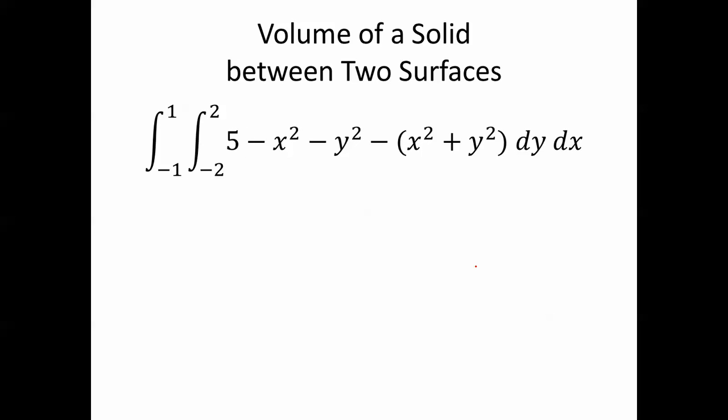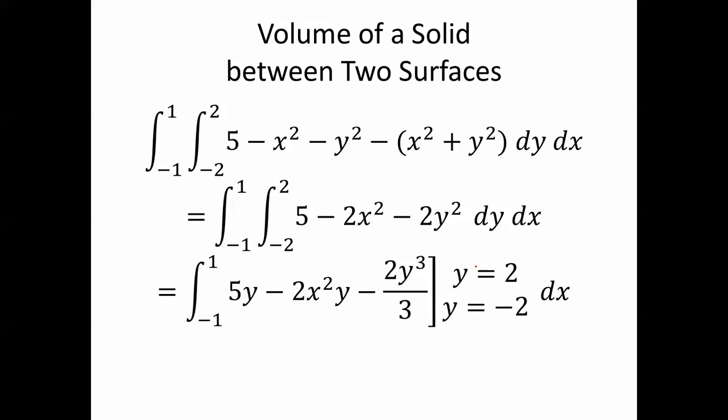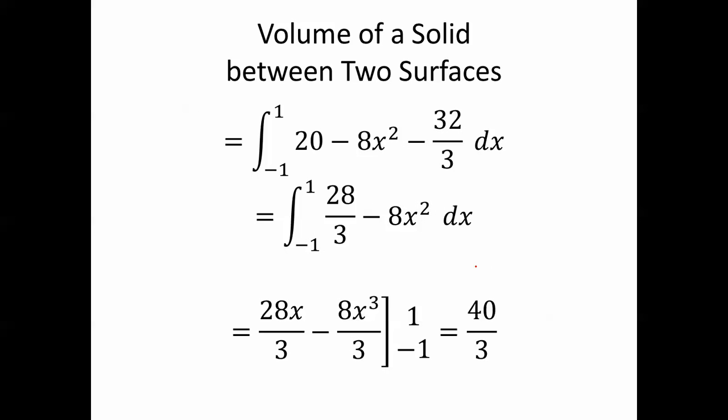Of course, we can simplify this. That's simply 5 minus 2x squared minus 2y squared. Let's perform the first integration with respect to y. We get 5y minus 2x squared y minus 2y cubed over 3. Plug in y equals 2 and y equals -2. And this is what we'll end up with. If you do the math, you end up with 20 minus 8x squared minus 32 thirds. In other words, it's 28 thirds minus 8x squared dx.